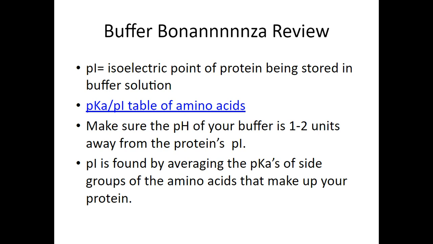So PI is called the isoelectric point of a protein being stored in buffer solution. That's what you find for the protein. It's because of the amino acid sequence, and whether it's got a certain charge or not, that's the gist of it. So when you're picking out your buffer, you look for a buffer that has a pKa about 1 to 2 units away from the protein's PI. And to find the PI of a protein, if you had to, you would average the pKas of the side groups of the amino acids that make up your protein. So you could do that from scratch if you couldn't find the PI of the actual protein itself.